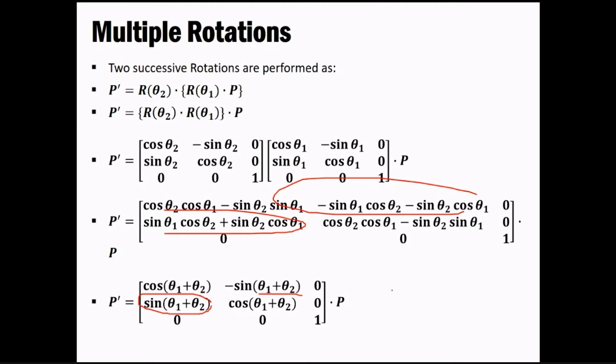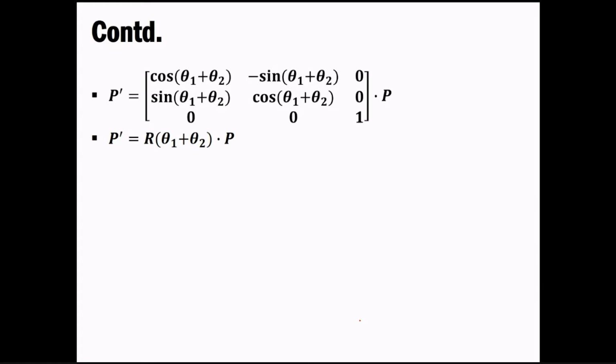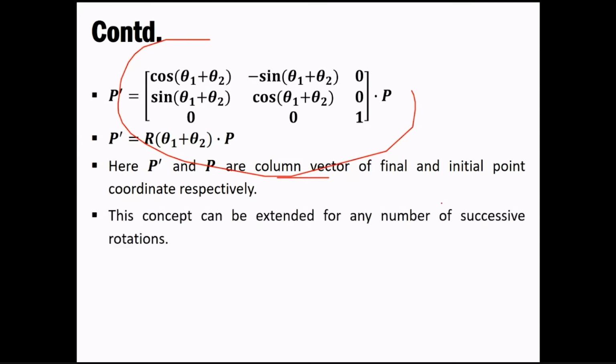So now we have this thing with us whenever we consider two rotations. But obviously you can expand it further for your use, and similarly you have to put multiple thetas over there if this is the case. So now here p dash and p are column vectors, but obviously p dash is our final calculated point, that is the resultant coordinate that we got out of the calculation, and then p is the initial point that we can have at any stage. So this concept can be extended for any number of successive rotations. Okay, so that should be clear to you now.